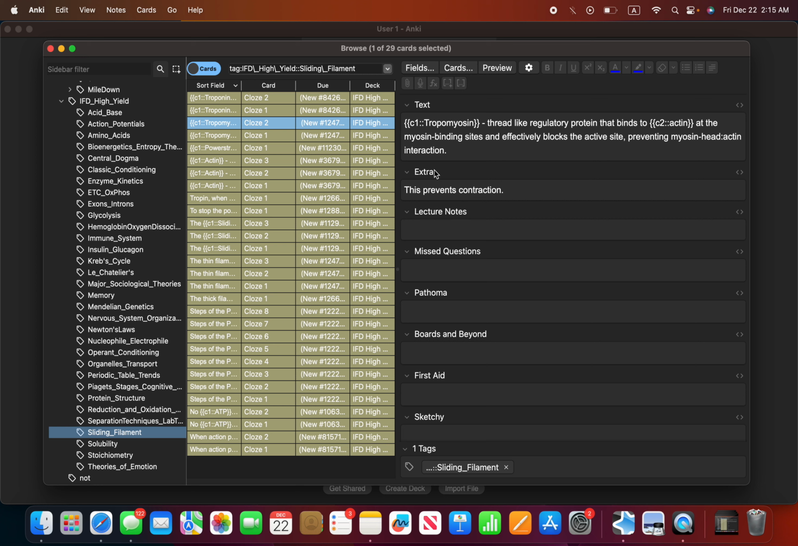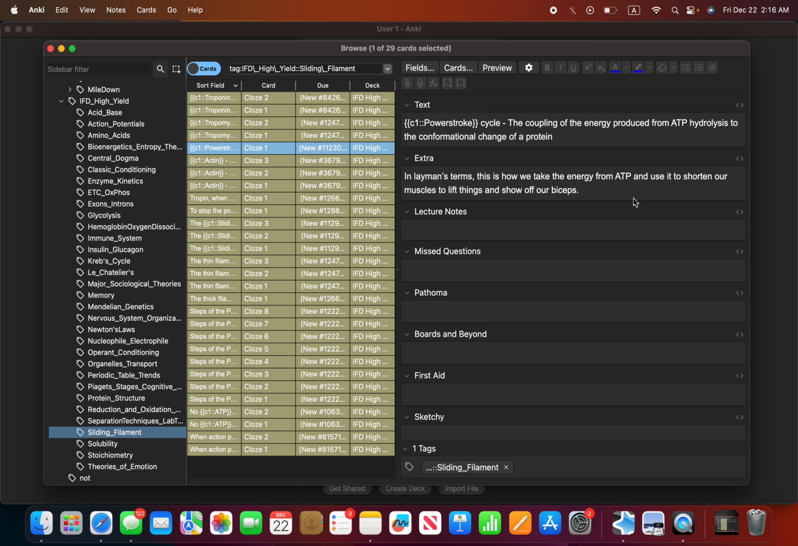So how do you take the energy from ATP and use it to flex your muscles? It's with the power stroke cycle. It's when the energy produced from ATP hydrolysis is coupled to the conformational change of a protein. So the structure of the protein changes, which is coupled with the energy produced from ATP hydrolysis, and that is the power stroke.